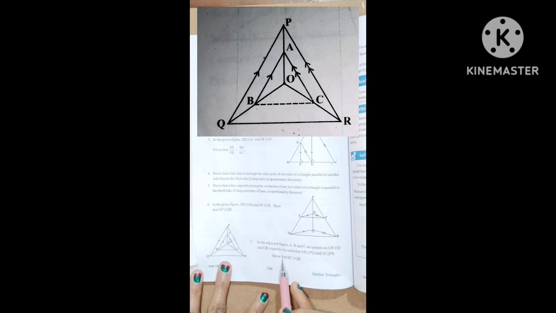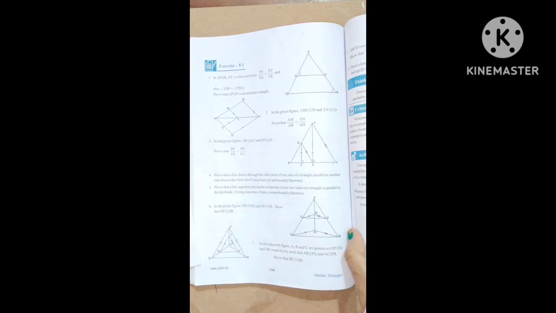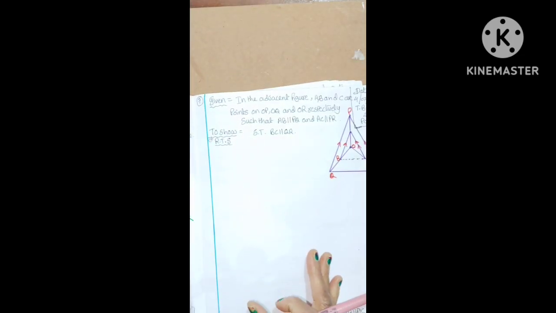Next, show that BC is parallel to QR. We have to show this. Did you understand? Yes. These two sides are parallel. That is the question explanation.